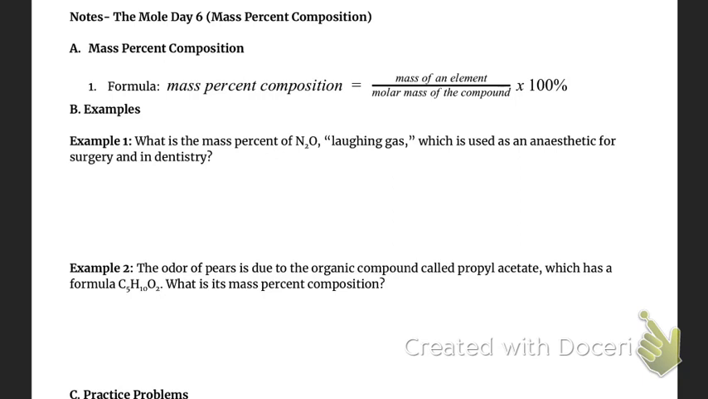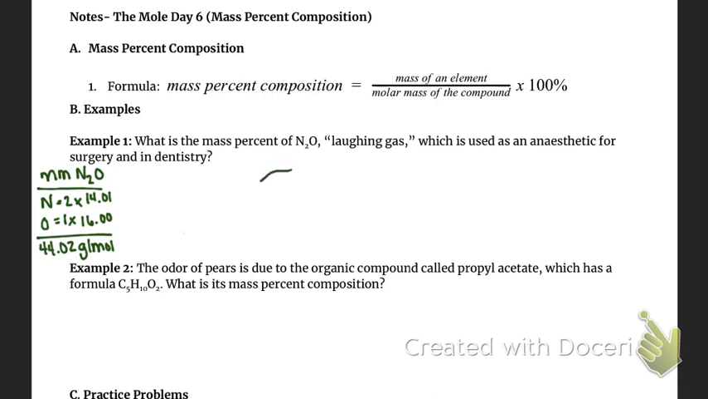To start, the first thing you want to do in this problem is calculate the actual molar mass of the compound. So we have NO2, or N2O, I keep mixing that up, N2O. When we list it out, we have nitrogen and oxygen: two nitrogens and only one oxygen. We're going to use our periodic table to find their individual masses. Nitrogen is 14.01 and oxygen is 16. We can multiply and add it up for a grand total molar mass of 44.02 grams per mole.